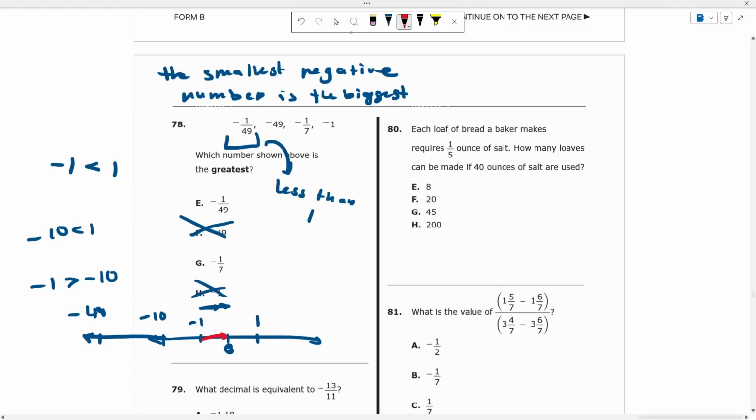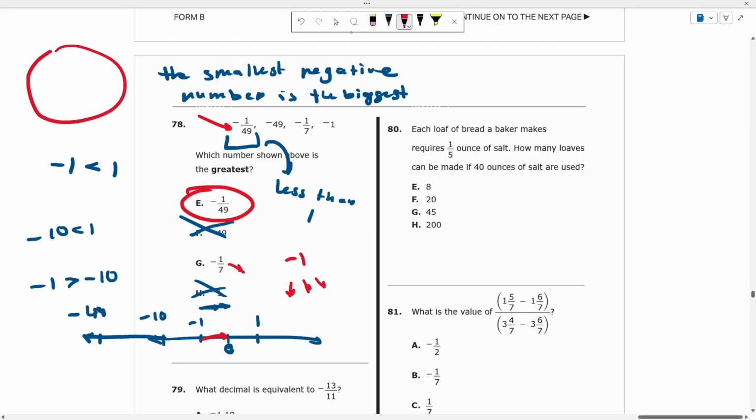Now, the greater your denominator is, the smaller your number is. So choice E is going to be the correct answer, because if you divide negative 1 into 49 pieces, those individual pieces are going to be a lot smaller than if I divide them into 7 pieces.